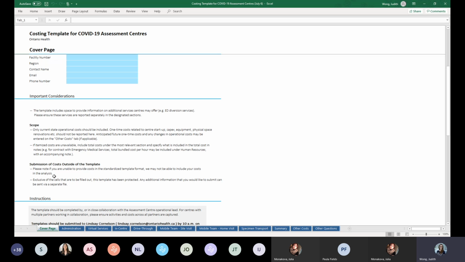You can also submit costs to us outside of the template. But as I said, because we are going to be working on the analysis quite quickly for this project, our timelines are quite tight. We cannot guarantee that we will be able to take your information into account if it's not provided in the template format.